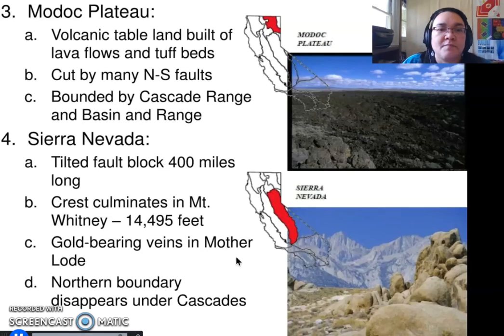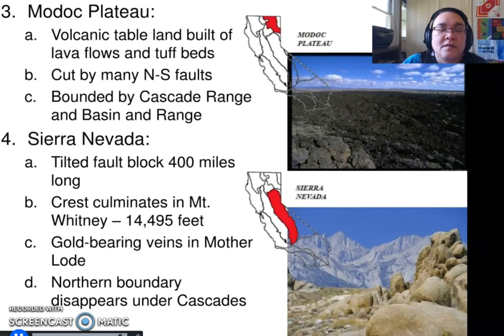The Modoc Plateau is located in northeastern California, and it's considered a volcanic tableland built of lava flows and ash or tuff beds. The magma that is part of this volcanic area is primarily basalt. So in general, there are no explosive eruptions like stratovolcanoes have. The Modoc Plateau is cut by many faults, which trend north-south, and is bounded by the Cascade Range on the west and the Basin and Range to the east.